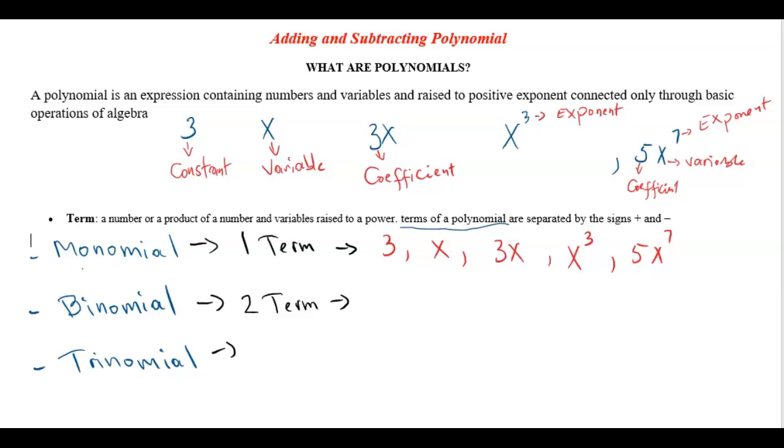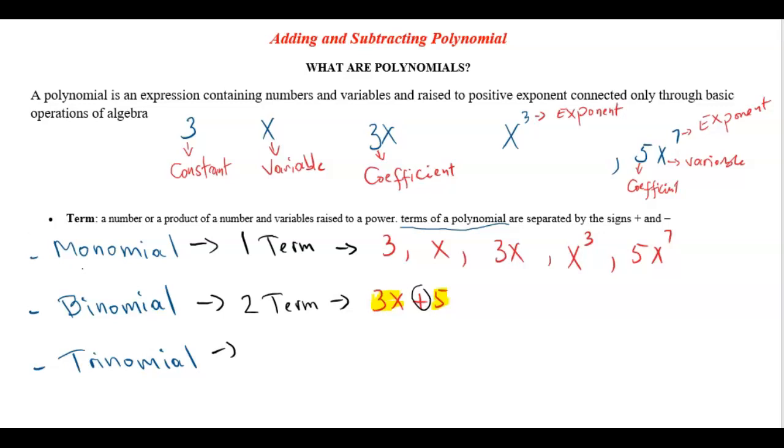Okay? So, for instance, if I have 3x plus 5, right? So notice here, you got 3x, and then you got 5. What separates 3x and 5 is that plus sign. That plus sign is what is important here. The plus sign right here, that's what makes this a binomial. If you only got one plus sign, then that's a binomial, okay?